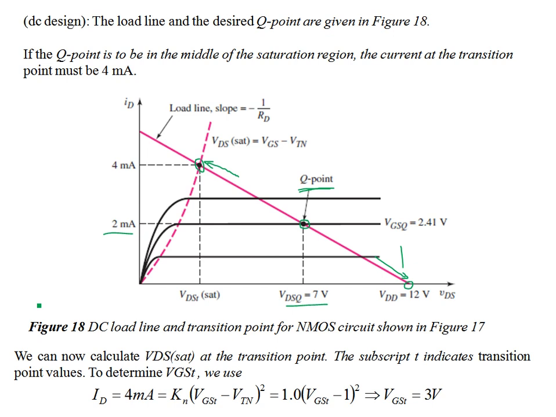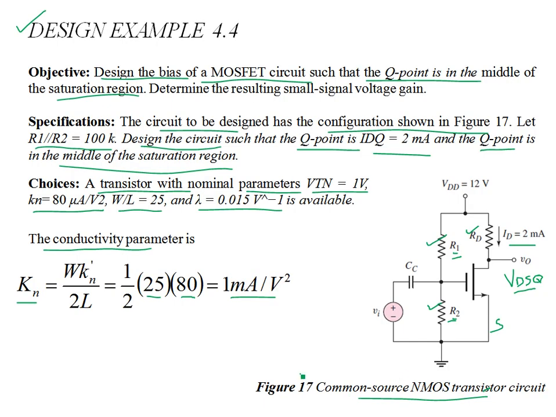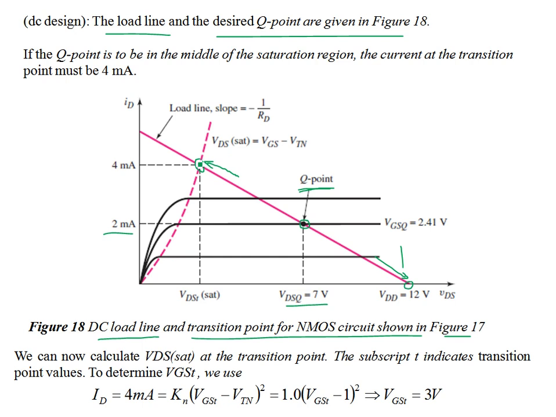Now let's get back to the problem. How do we ensure that the Q point is at the center, and what are the values of R1 and R2? It has to start with the DC design, because finding the Q point is the DC analysis. The load line and the desired Q point are given in figure 18, which shows the DC load line and the transition point for the NMOS circuit in figure 17. For this circuit you have the IV characteristics and the transition point, given as VDS sat, VGS minus VTN.